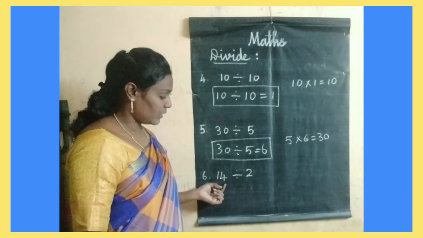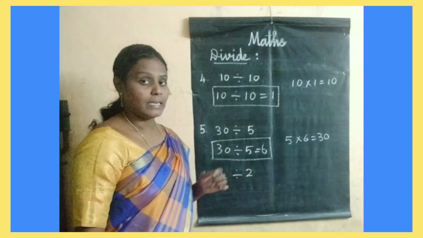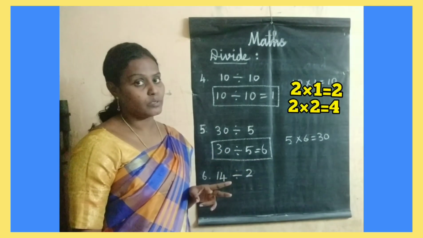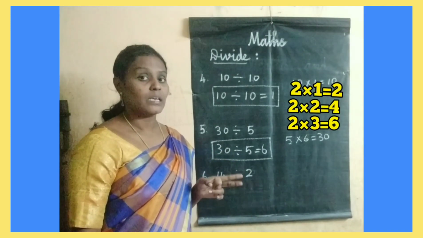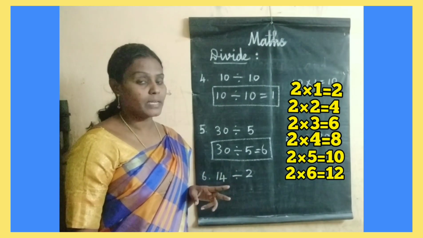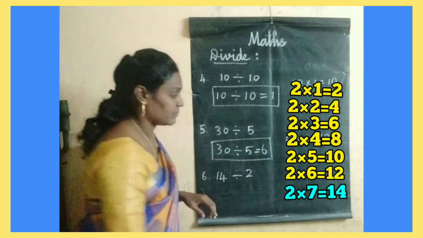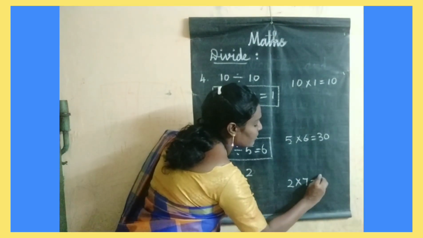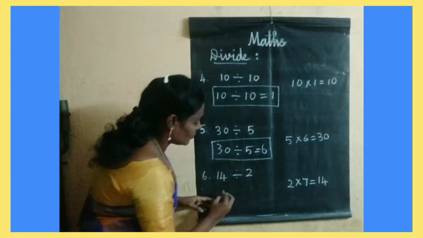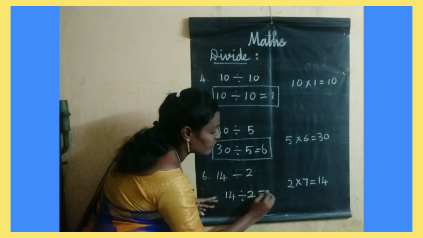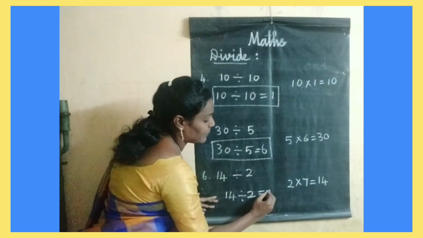Next, 14 divided by 2. Let's say the second table. 2 ones are 2, 2 twos are 4, 2 threes are 6, 2 fours are 8, 2 fives are 10, 2 sixes are 12, 2 sevens are 14. 2 into 7s are 14. So, 14 divided by 2 equal to 7.